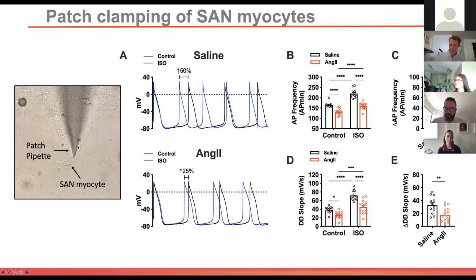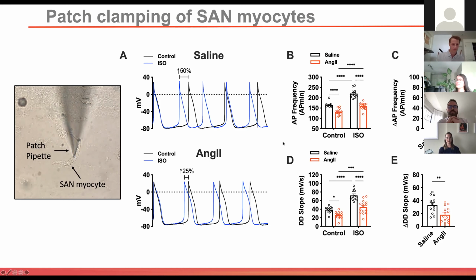So here we can see a sinus node myocyte and then the attached patch pipette, and we get these recordings of spontaneously beating electrical signals from the myocyte. And then when we superfuse isoproterenol, we get an increase in the frequency.